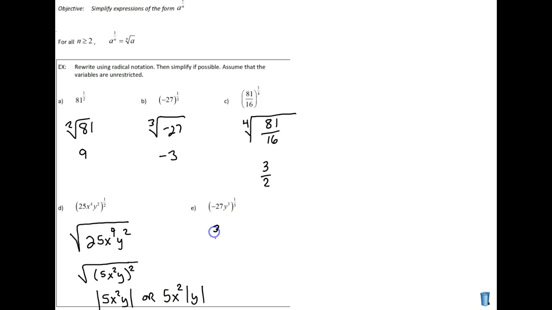Similarly here, we have the cube root of negative 27 y to the 3rd. That's the same as the cube root of negative 3y, cubed, because negative 3 cubed is negative 27, and y cubed, and so our answer is negative 3y. It doesn't need absolute values because it's an odd root, so no problem there.